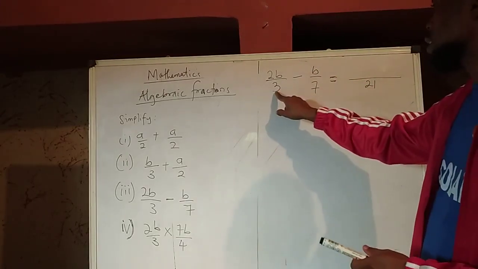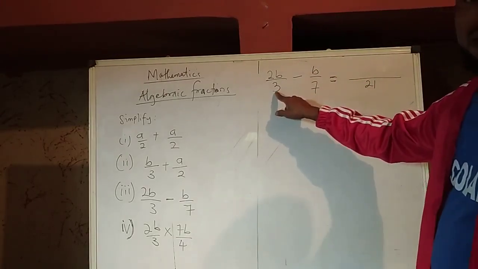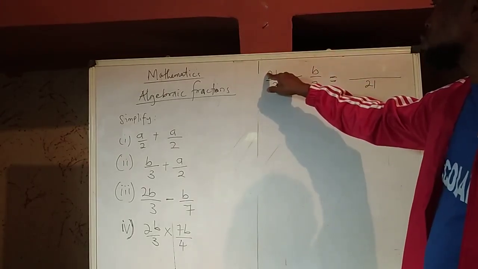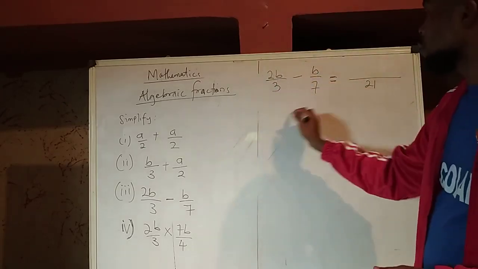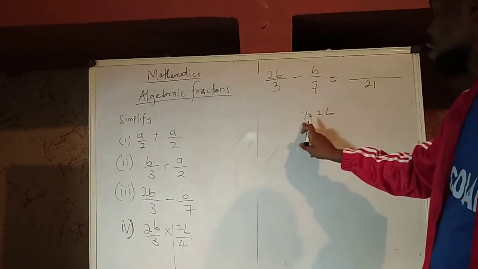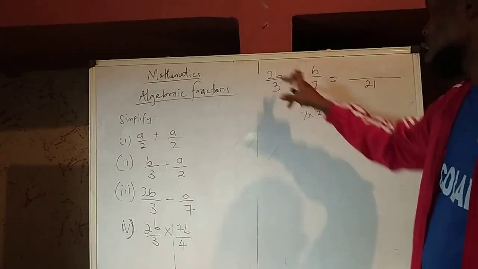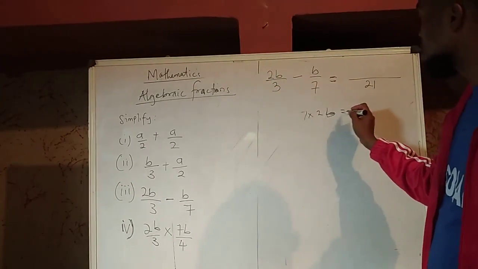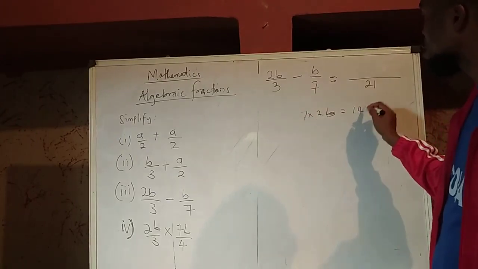21 divided by 3 will give me 7. I'll now say 7 times 2b, because 21 divided by 3 gives me 7. I use that 7 to multiply 2b. I'm going to get 7 times 2 is 14b.